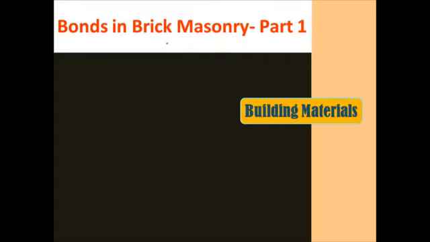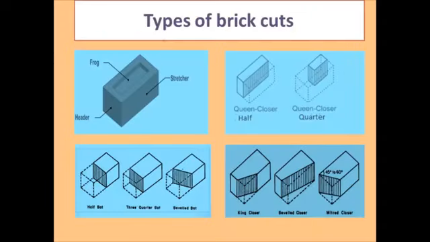In this video we are going to see the bonds in brick masonry. Basically there are two types of bonds in brick masonry. First one is the conventional bond and second one is the unconventional bond. In this video we are going to see only the conventional bonds. Before discussing the conventional bond, let us see the types of brick cuts first.